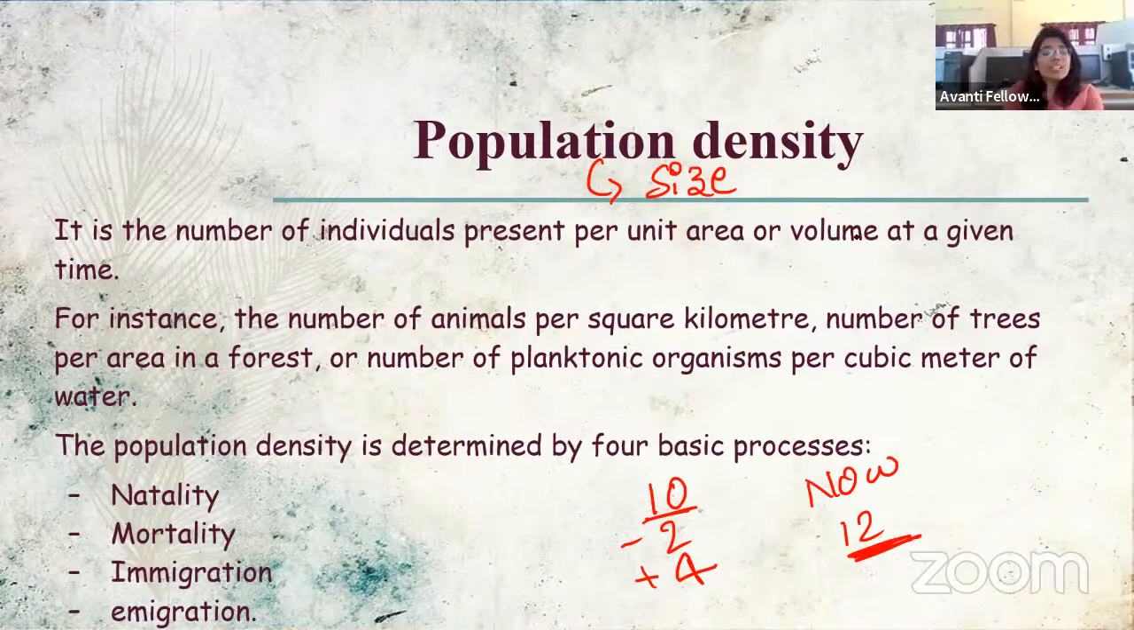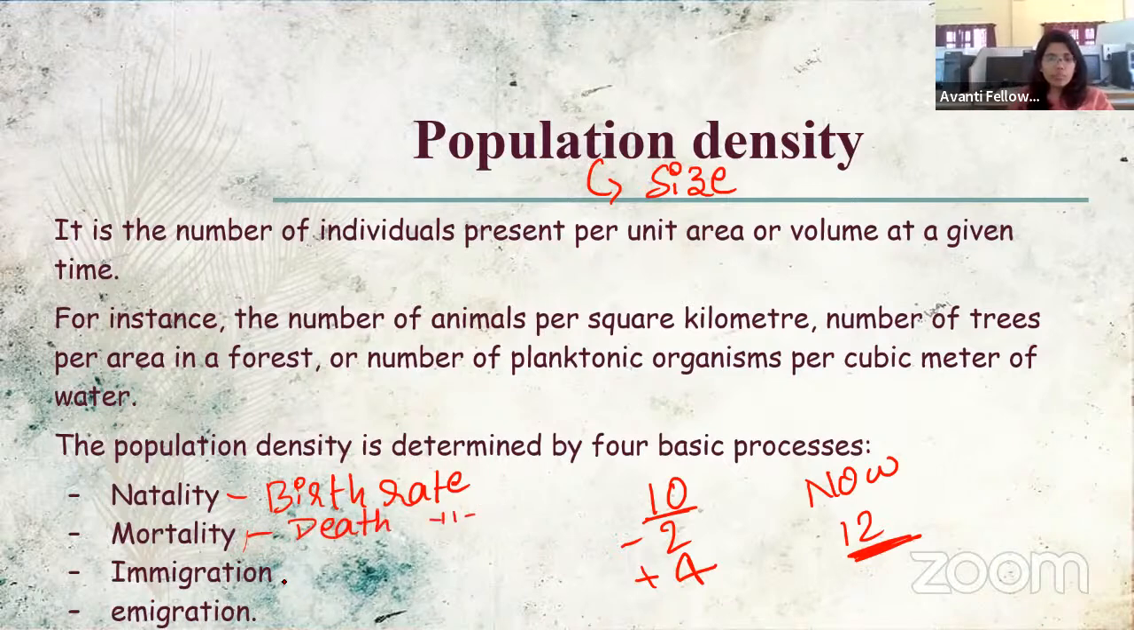And the population density is determined by the 4 basic processes. Natality. Natality means birth rate. Mortality, which is death rate. Immigration, which is adding to the population. Emigration, which is eliminating the population.